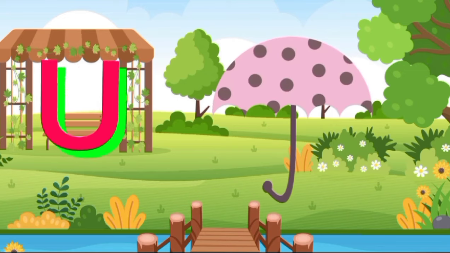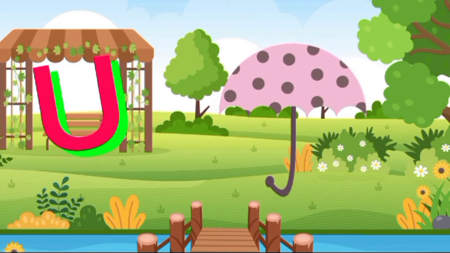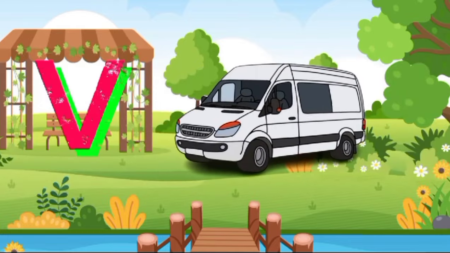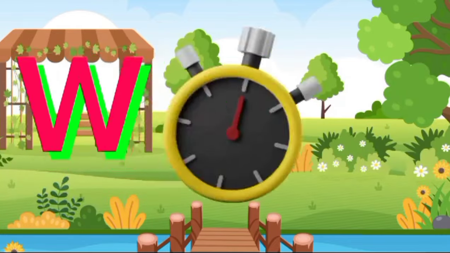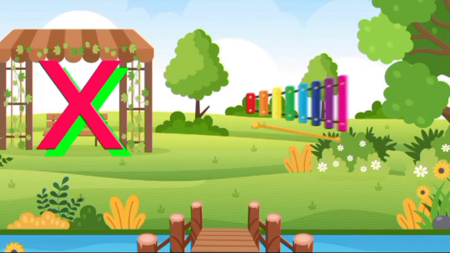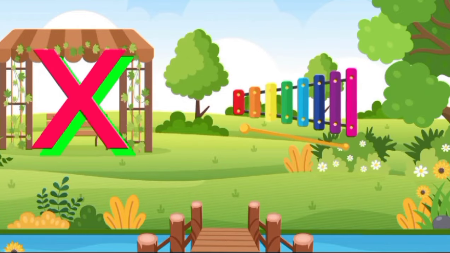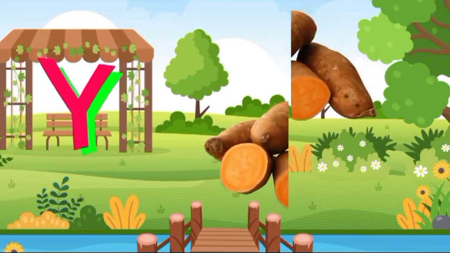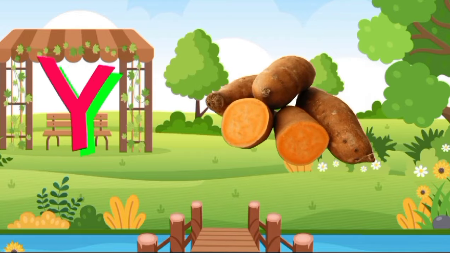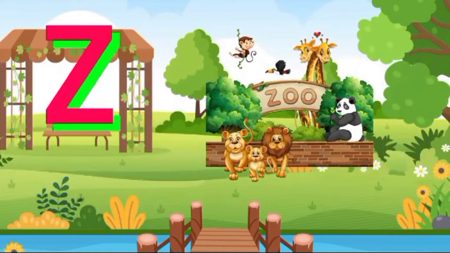U for umbrella, umbrella. V for van, van. W for watch, watch. X for telephone, telephone. Y for yam, yam. Z for zoo, zoo.